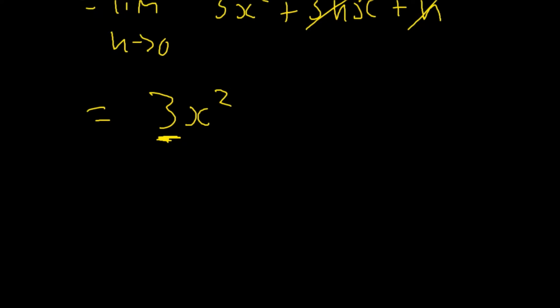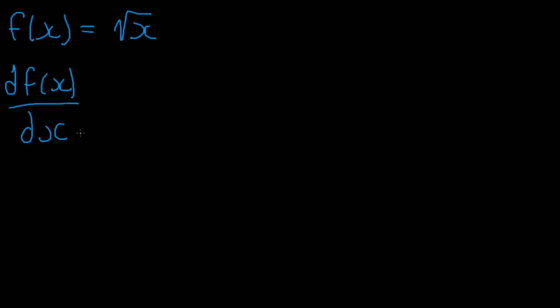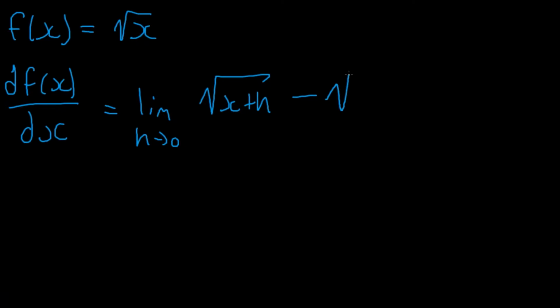Let's take a look at another example. We're going to look at the square root of x now. So f of x equals the square root of x. And I'm going to use Leibniz notation now. What is df of x by dx? That's how we'd say this out loud: df by dx. Well, same approach we do every time. Limit as h approaches 0. Let's just plug it in right away this time. No need to stall around like that. The square root of x plus h minus the square root of x, all divided by h.